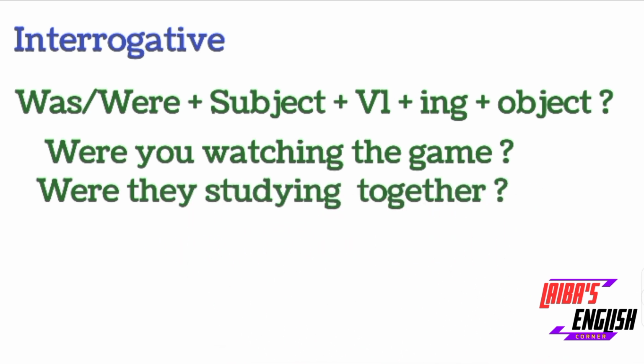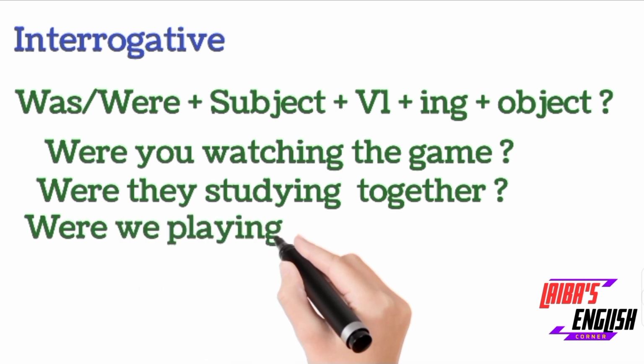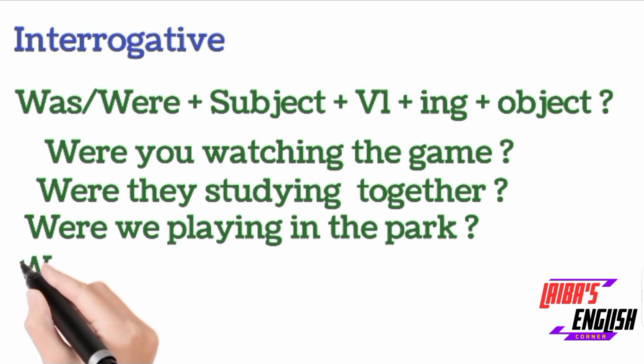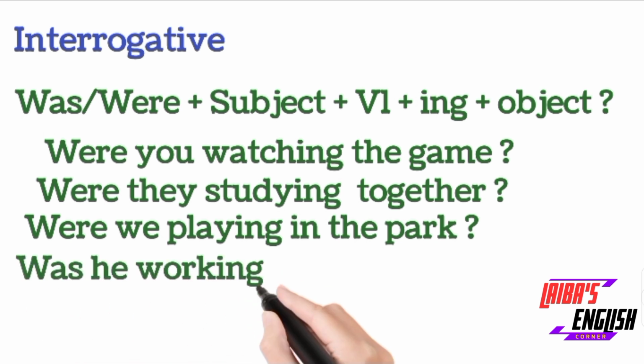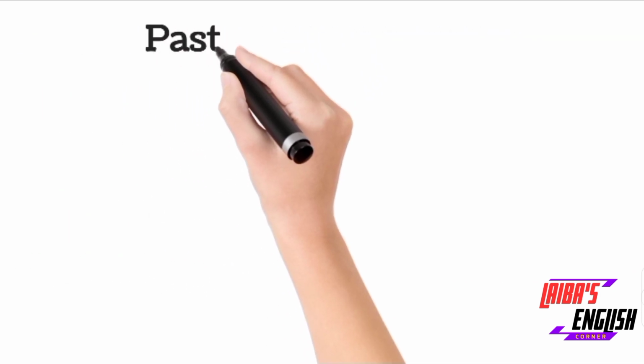Second example is, were they studying together? So with they we also have to put were. So it's not a confusion. Were they studying together? Were we playing in the park? So you, we, they, all three will take were. And I, he, she, it, or a name will take was. So fourth example is different. Let's see. Was he working late last night? So in this example, was is used with he.